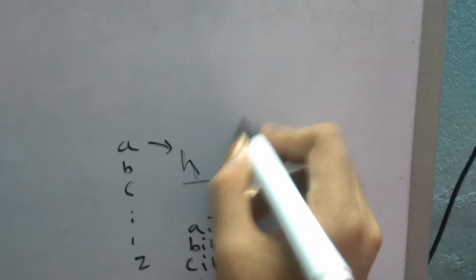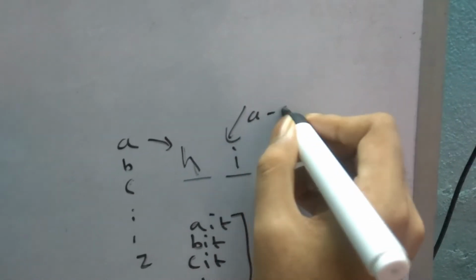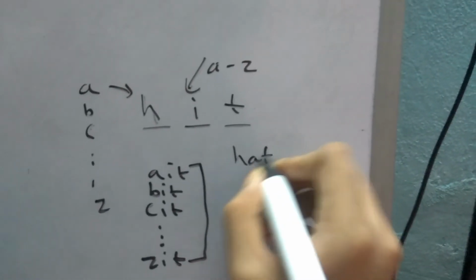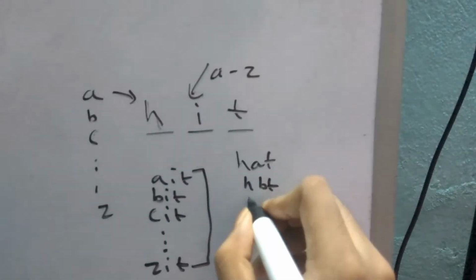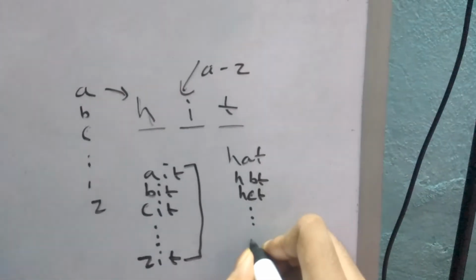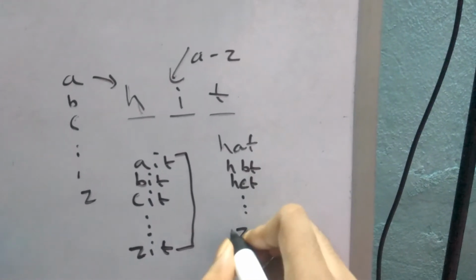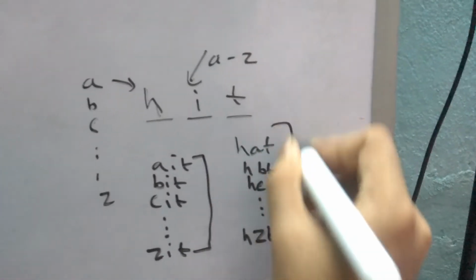So now what will be our next operation? Our next search will be putting A to Z in this second location. So the words will be HAT, HBT, HCT, dot dot dot HZT. So these many words.